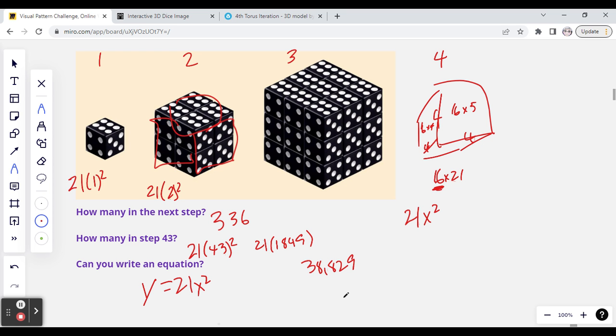Well, how did that go for you? Did you see this pattern right away, or was this a little difficult and confusing? Did you get 336 for step 4? Let me know.